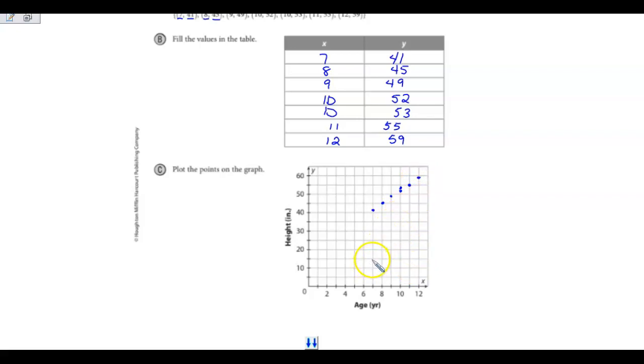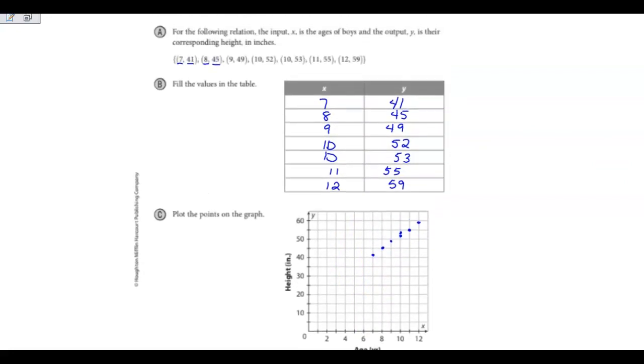Okay, and now that we've done this, now we have some questions. Is it linear? Possibly. We have a little question here. So if I were to look at these two, if I did a vertical line test, we notice that these two are on the same input. The input of 10 has 2 outputs, so this is not a function.